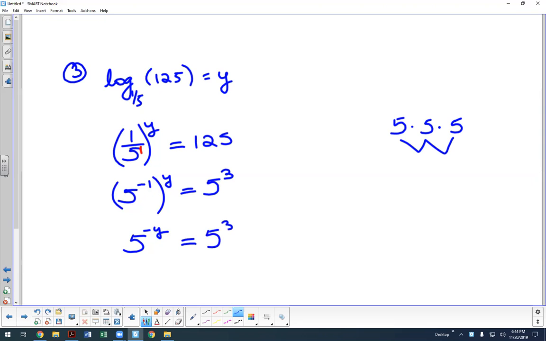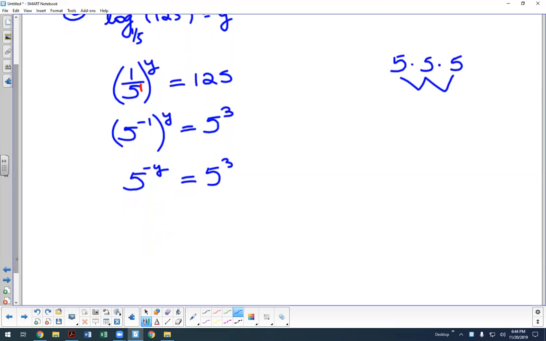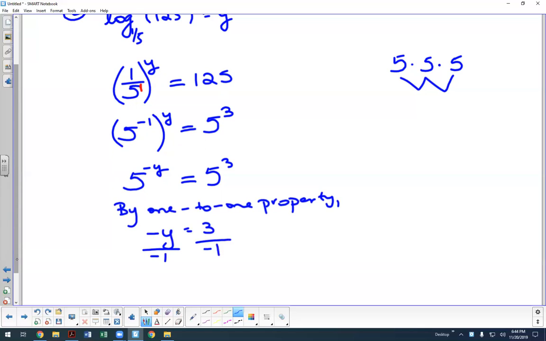And then once we get our bases to match, you're just setting your exponents equal. In this case, we are going to have -y equals 3. Move that negative to the other side. Your negatives will cancel out, giving you y equals -3.